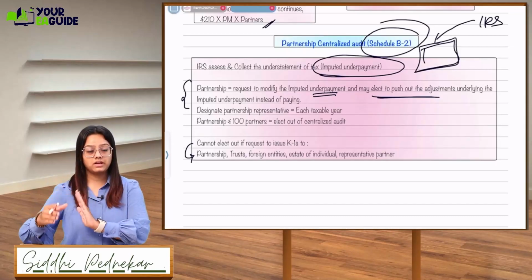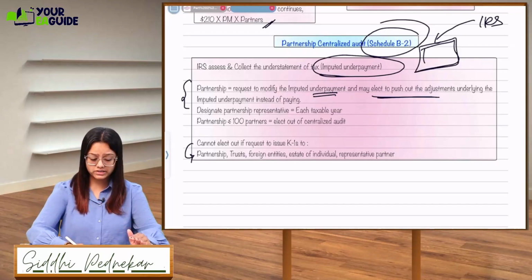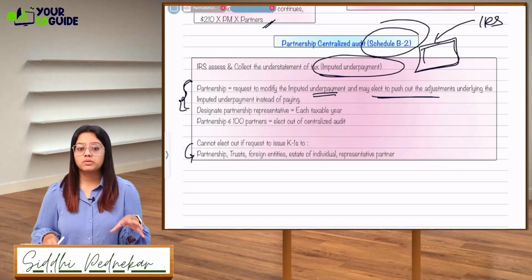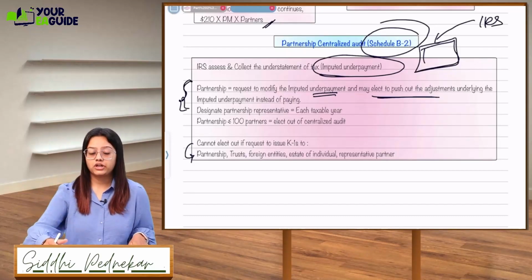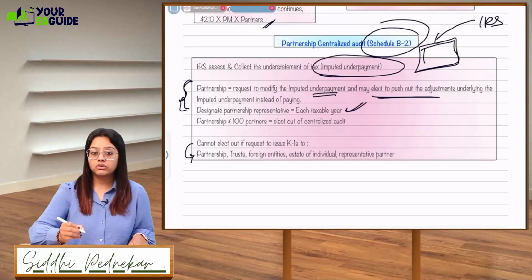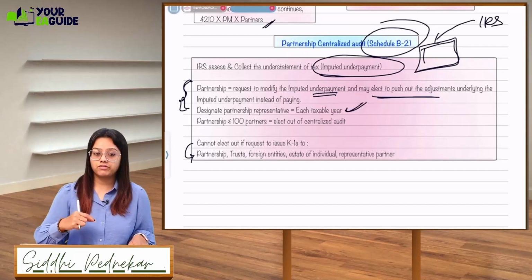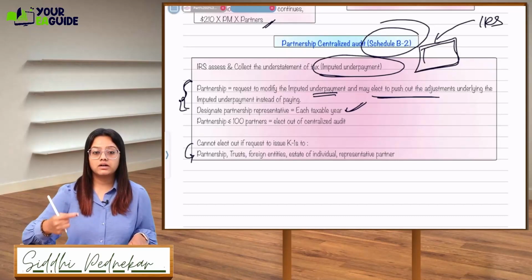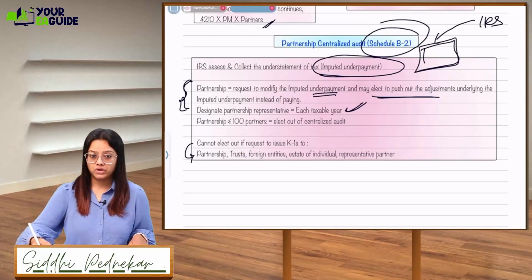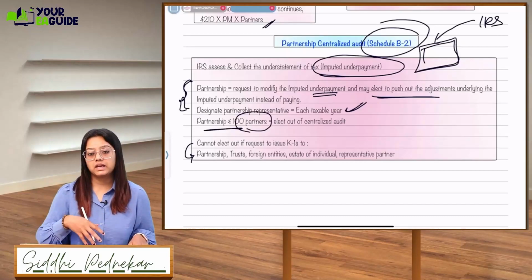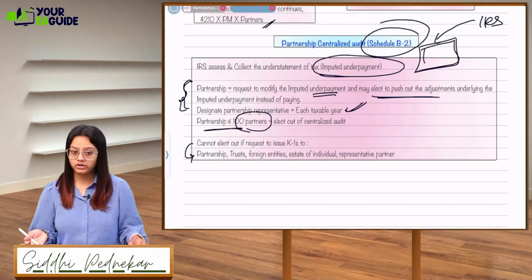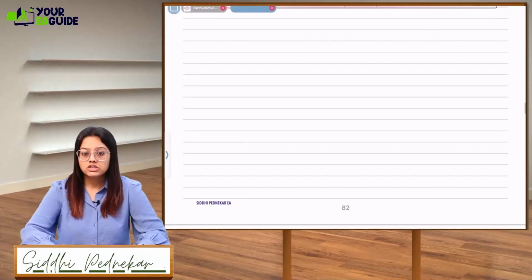We have done this in great detail in the class, so I hope you remember that in case of a partnership audit, if you want to opt out, a designated partnership representative is going to handle this each taxable year. So every year you have to assign a designated partnership representative. If the partnership firm has fewer than 100 partners, they can easily opt out of the centralized audit. Got it, guys?